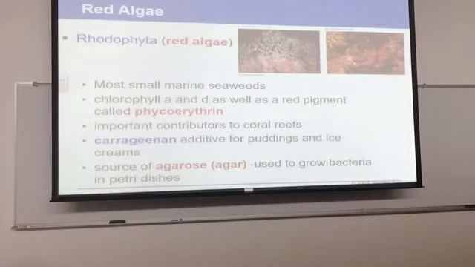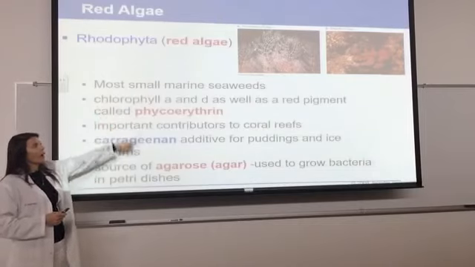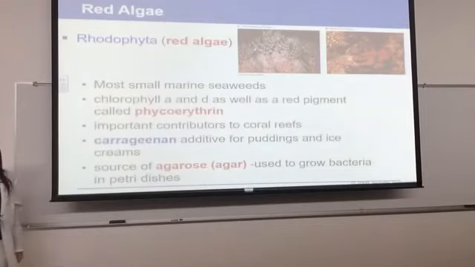Guess what red algae is named after? The fact that it's red. It mentions here it has chlorophyll pigments, but it also has a red pigment called phycoerythrin. Erythrin is a reddish color, like our red blood cells are called erythrocytes. So that gives you an indication that we're talking red.